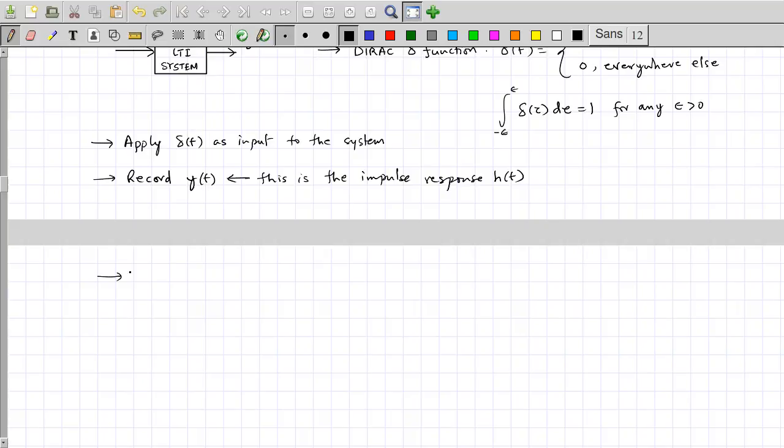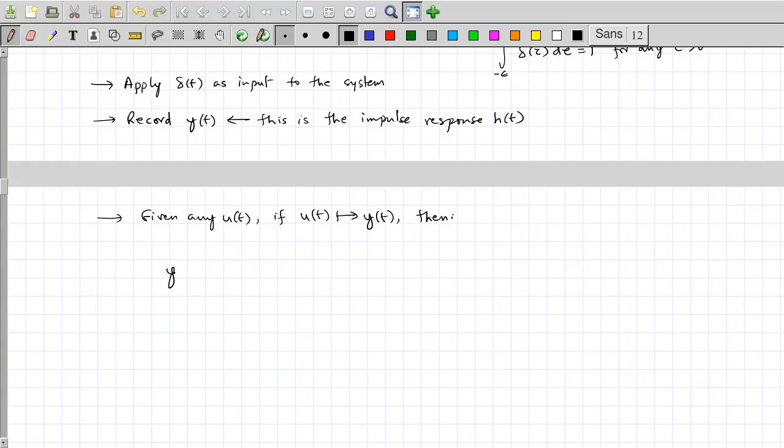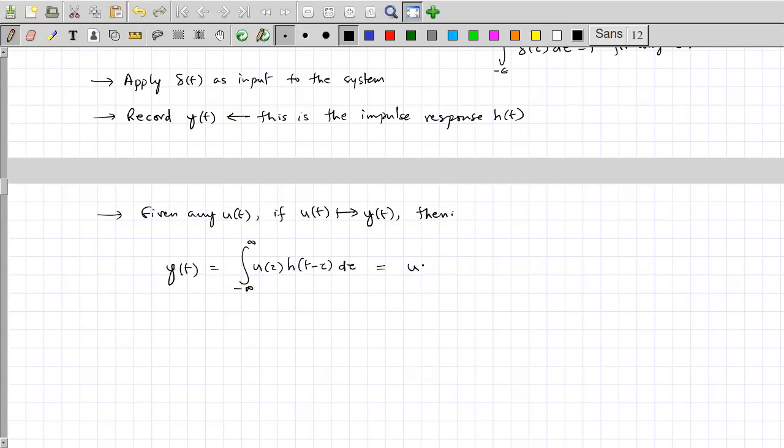So given any u of t, if u of t through this linear time invariant system gives you y of t, then y of t can be written using that impulse response as the integral from minus infinity to infinity of the input u of tau times h of t minus tau d tau. See how similar this is to the summation expression, or the convolution expression, in the discrete time case. This is the continuous time convolution, and you write it in a similar way, u star h. This is now continuous.